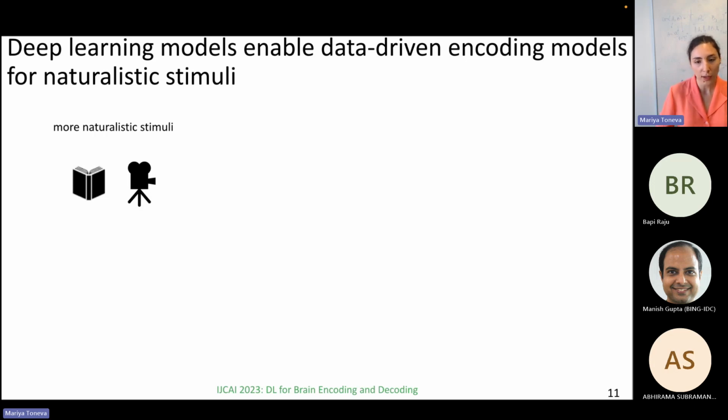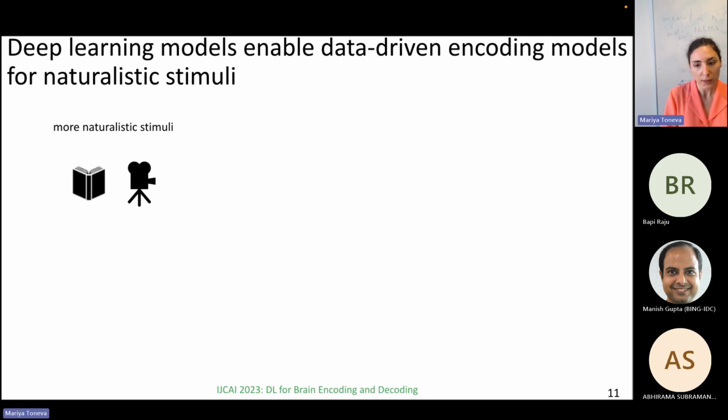And so neuroscience and cognitive science is moving more towards using naturalistic stimuli like reading a book or watching a movie to really understand how we are processing these everyday stimuli and to help us gain a more environmental understanding of how our brain is functioning.